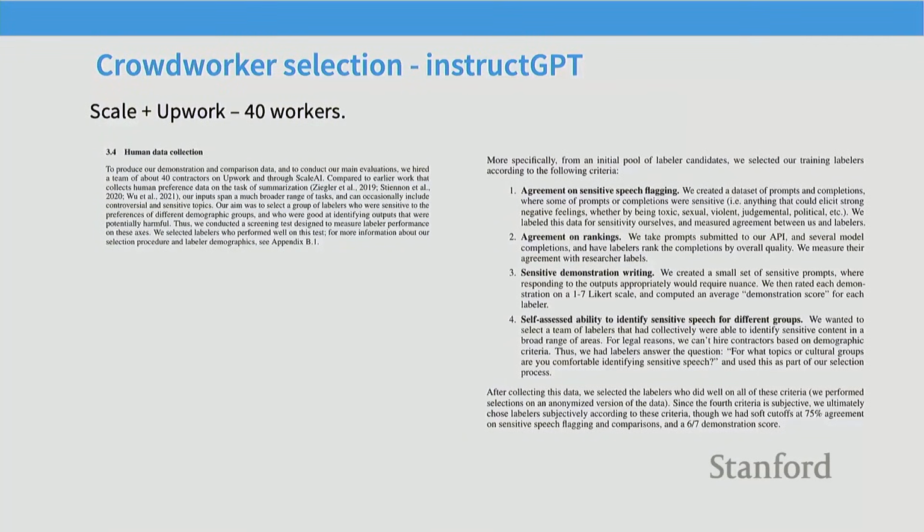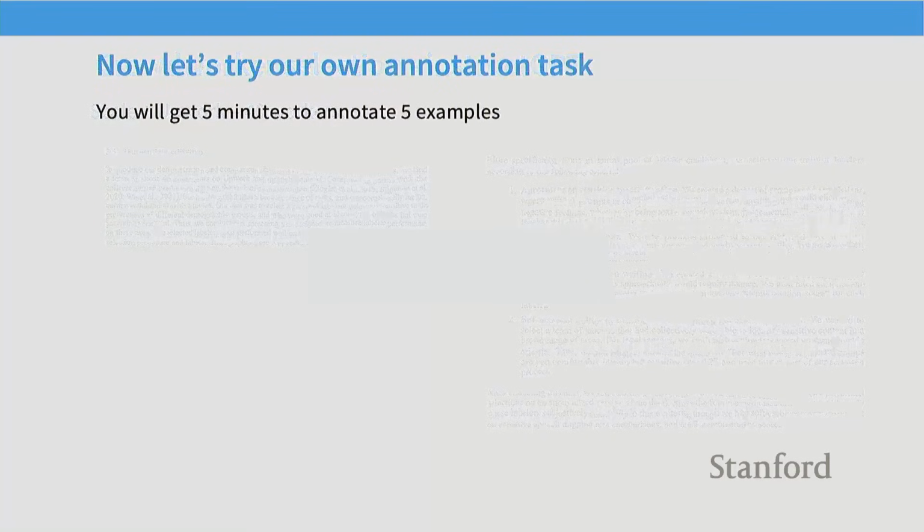Okay, and then for InstructGPT, they go through Scale and Upwork, and they collect data from about 40 people. This is really, really tiny by today's standards, but hopefully you get a sense of what types of groups are being involved here. Okay, so this is the second part of our interactive exercise.